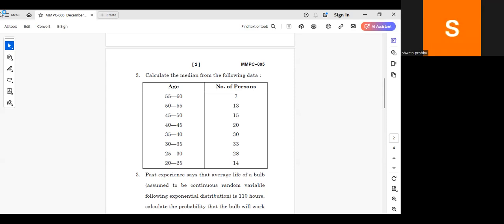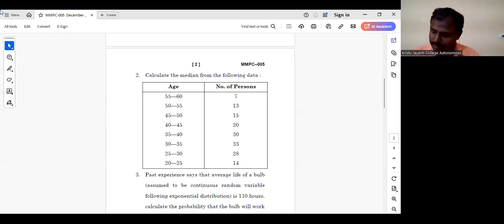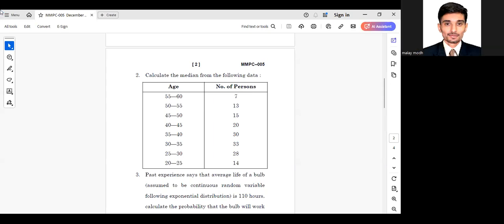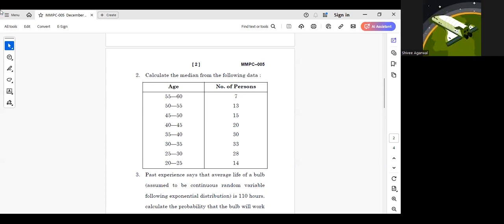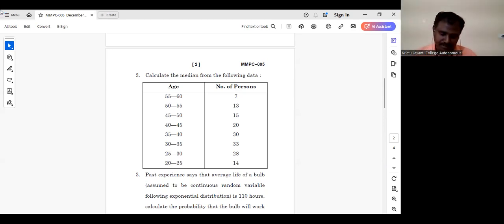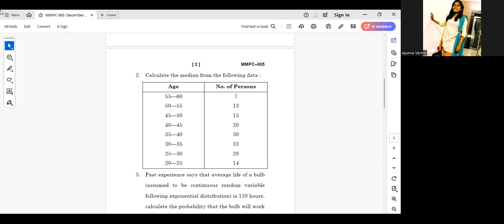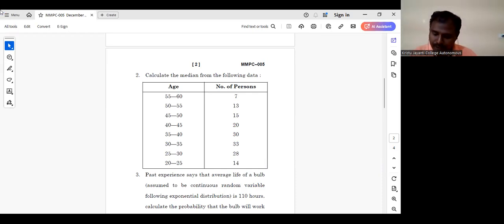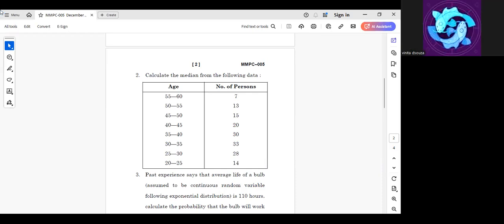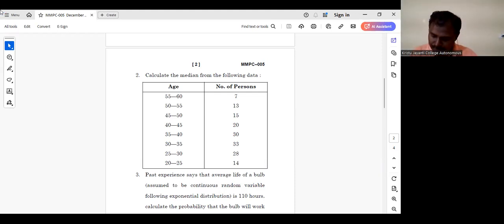35.83. Did anybody get 35.83? Yes, 35.83. Can you take the calculator? I actually got 30.83. You have to get more than 35. 35.83, that is the correct answer.